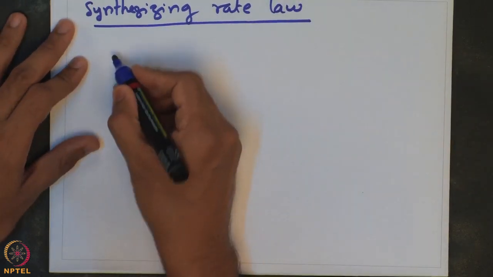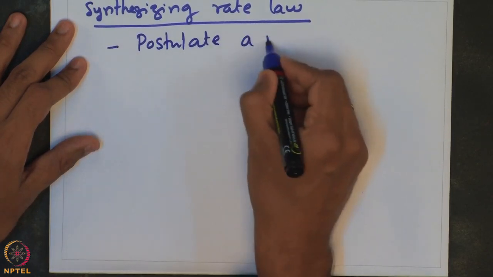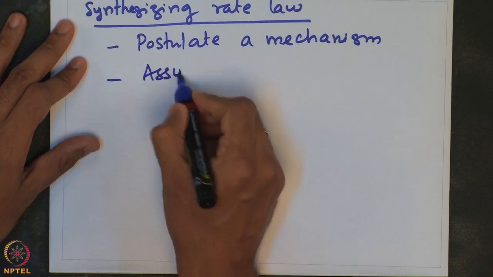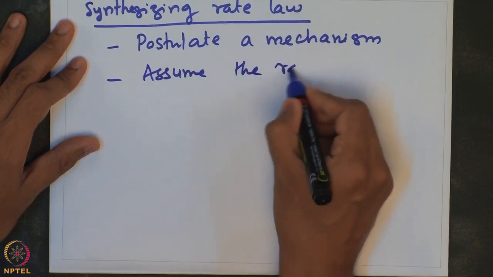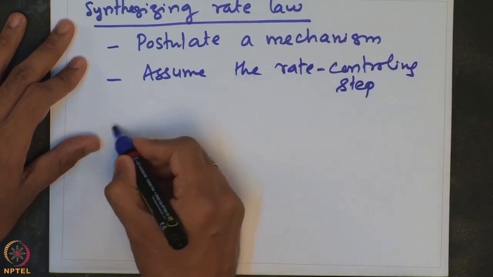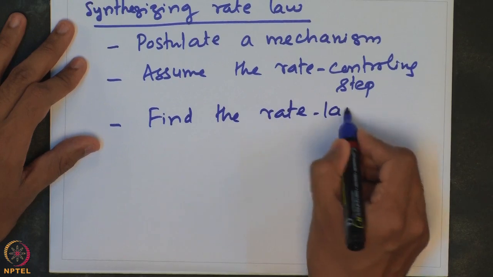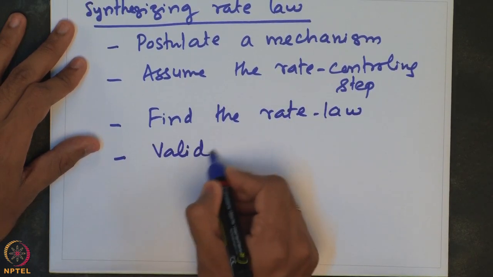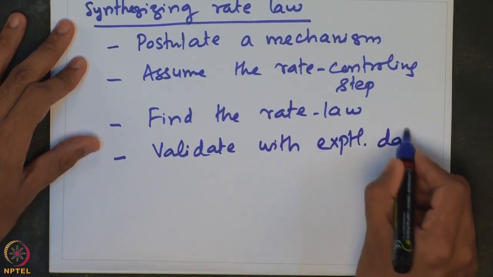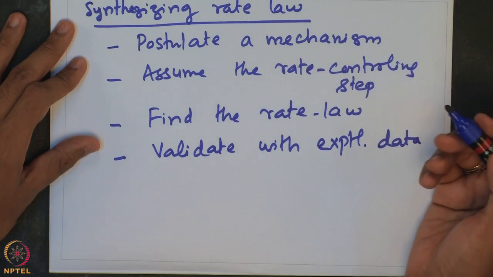is the procedure that we prescribed in the last class, where we first postulate a mechanism, assume the rate controlling step, find the rate law, and validate with experiments. So this procedure can be followed for any different mechanism that is used.